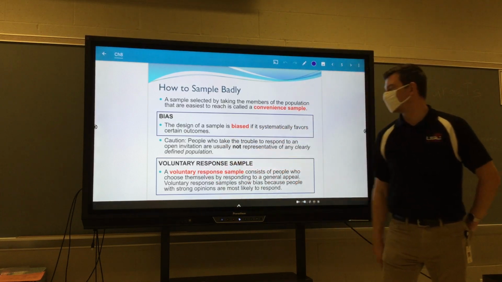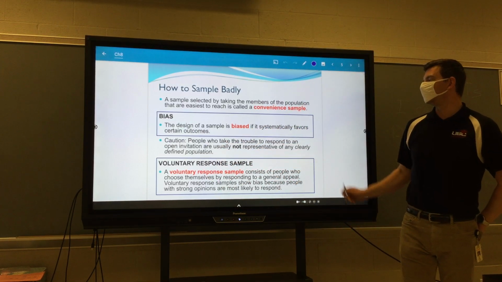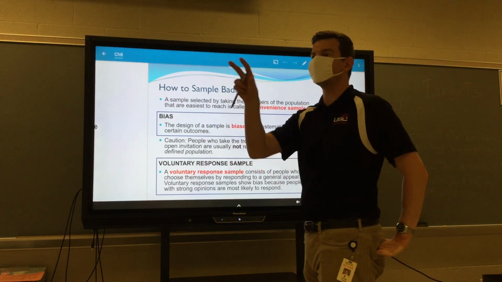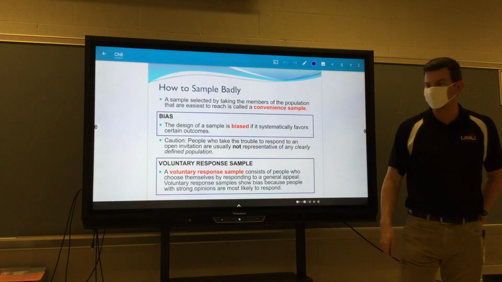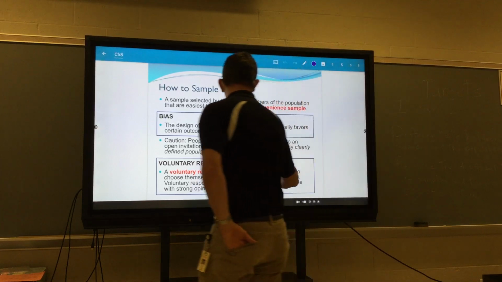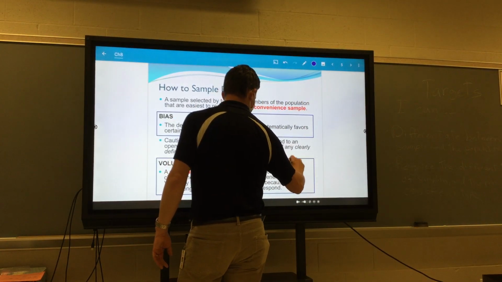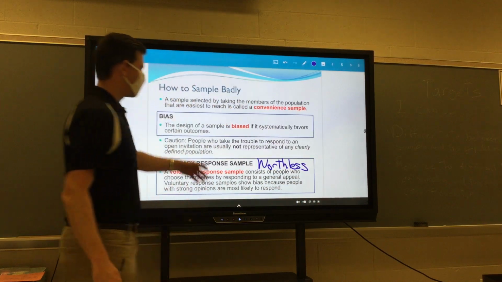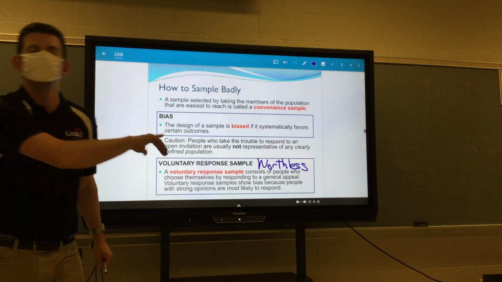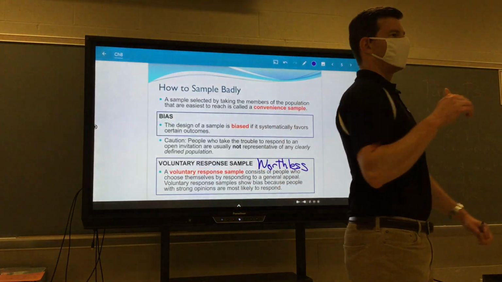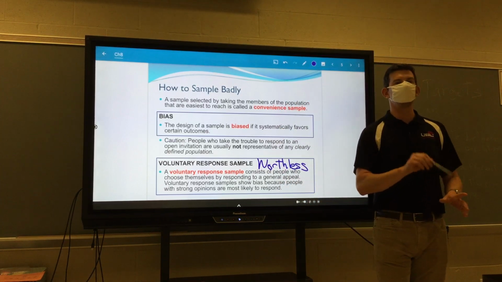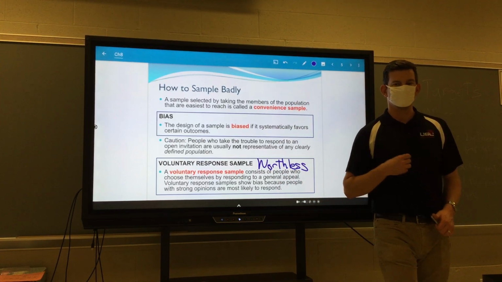That's leading to a voluntary response sample. Okay? Convenience sample, sometimes we'll go with it, recognizing that it may not be that accurate. A voluntary response sample is worthless. Okay? It's a type of convenience sample, but a voluntary response. And don't confuse this in terms of like, I volunteer to participate. Okay, that's not what we mean by voluntary response. Voluntary response is like a little quick poll.